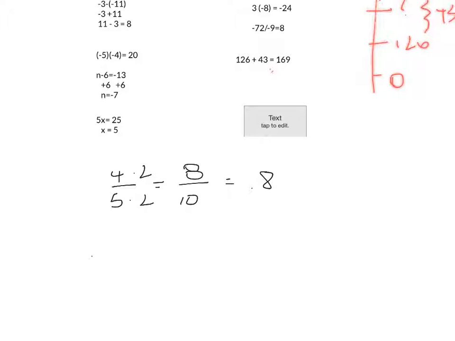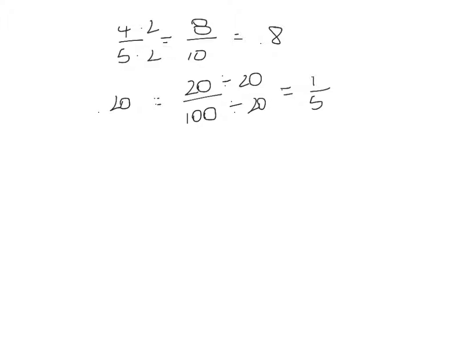Then we have 0.20. 0.20 goes out 2 places, so we put 20 over 100. Each one of those can be divided by 20. 20 divided by 20 is 1. 100 divided by 20 is 5. Not working great, but better than it was.